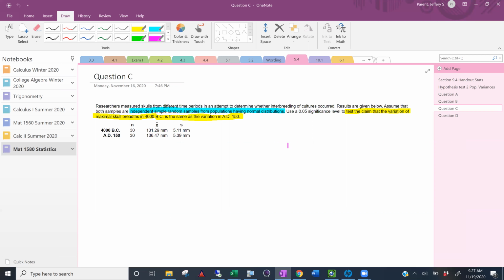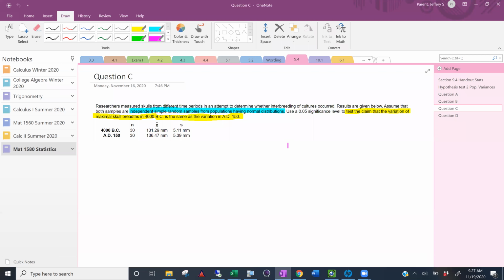Researchers measured skulls from different time periods in an attempt to determine whether interbreeding of cultures occurred. Results are given below. Assume that both samples are independent, simple random samples from populations having normal distributions. Use a 5% significance level to test the claim that the variation of maximal skull breadths in 4000 BC is the same as the variation in 150 AD. So you're looking at two different groups of skulls, trying to determine if certain characteristics have changed over time.